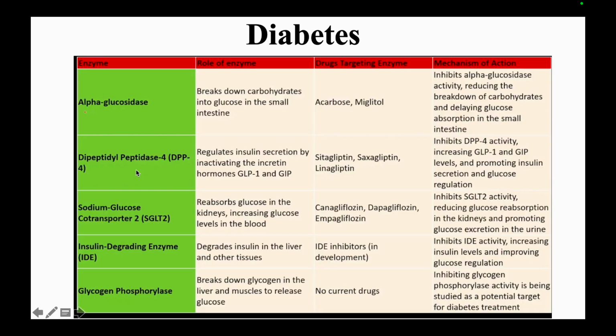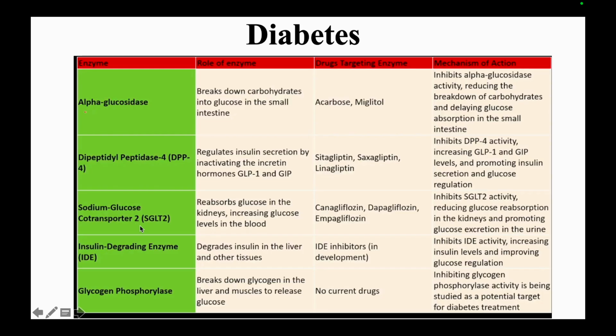Similarly, we have dipeptidyl peptidase, DPP. What is its role? It regulates insulin secretion by inactivating the incretin hormones GLP-1 and GIP. So these are the drugs that target DPP. Once we prevent the breakdown of GLP-1 and GIP, it will promote more insulin secretion, and after that the blood glucose level will ultimately go down.